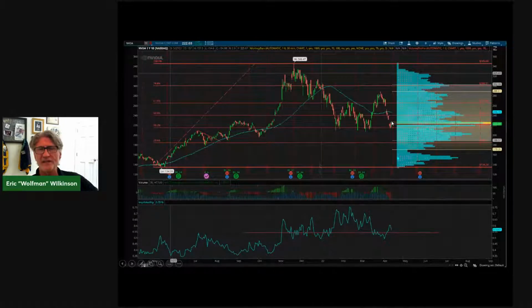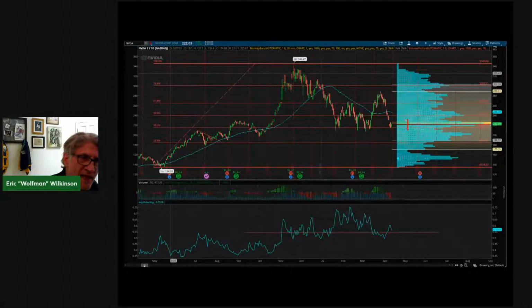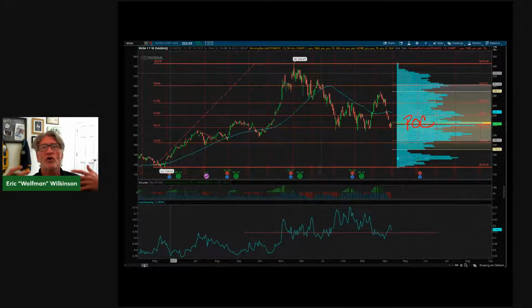And my thesis on this trade is it's pretty weak because of Bitcoin, lack of follow through. It's right there at the point of control, which is what I was talking about earlier. The point of control is the psychology of the market where we've all transacted and we're accustomed to seeing $222 for Nvidia. How many times have I traded $222 for Nvidia? I've bought and sold that 100 times. So when we see that trading all the time, folks aren't as interested in buying and selling at that price.